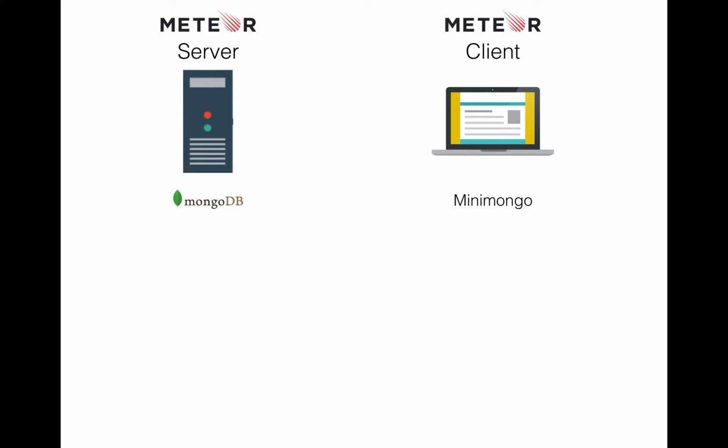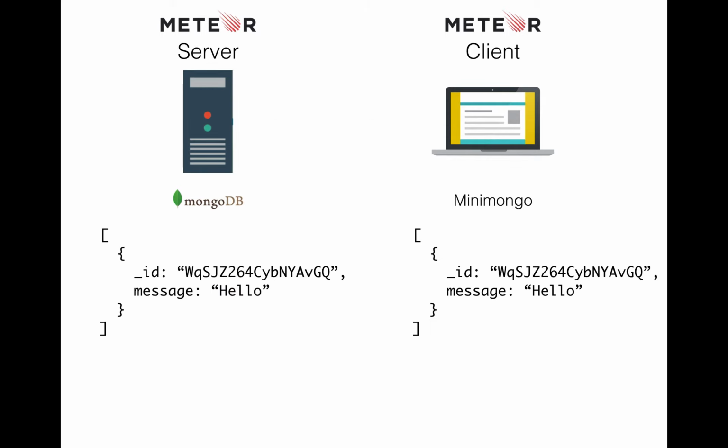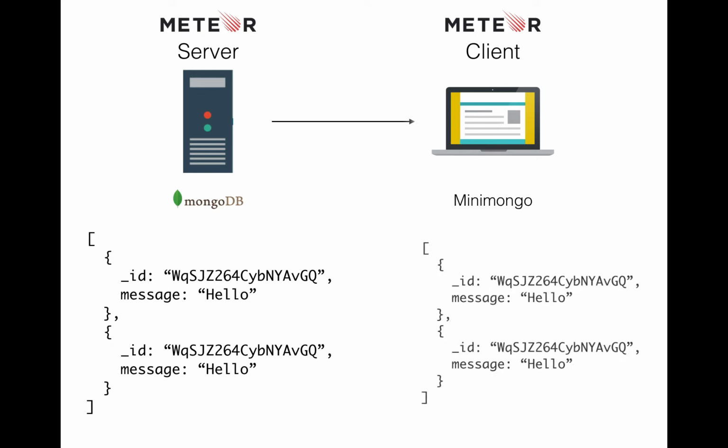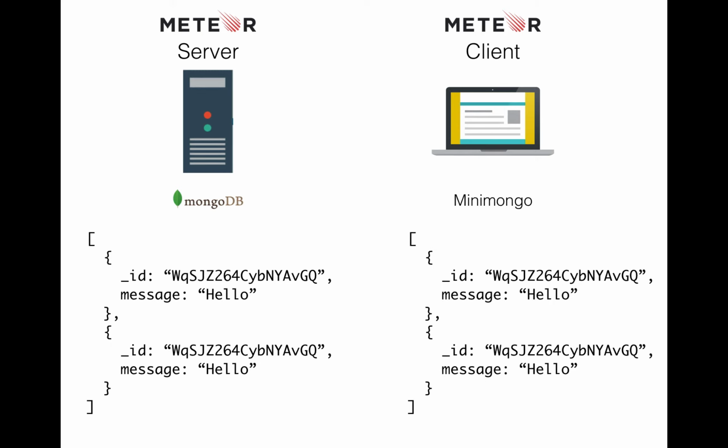So for example, if I insert something into MiniMongo, Meteor will automatically push it up to the server and insert it into the MongoDB. And the same thing happens in reverse. So if something gets inserted into MongoDB, Meteor will automatically push it down to the client and insert it into MiniMongo. And when MiniMongo changes, Meteor will automatically update our UI if something is using data from the MiniMongo database. So it's really powerful and really easy.